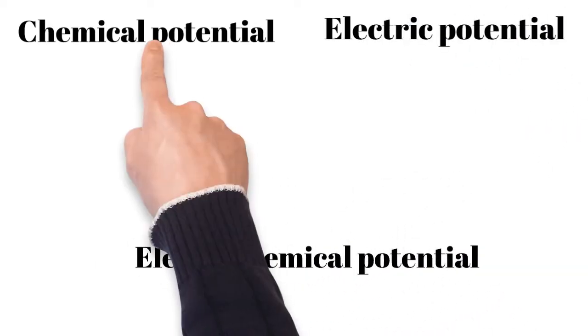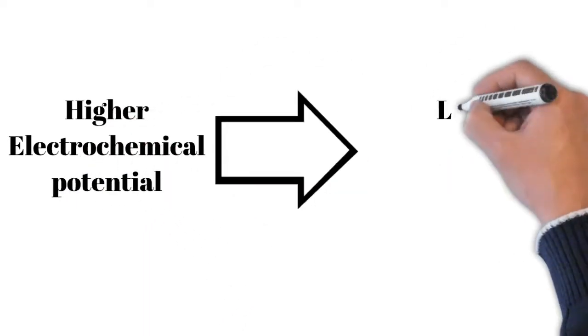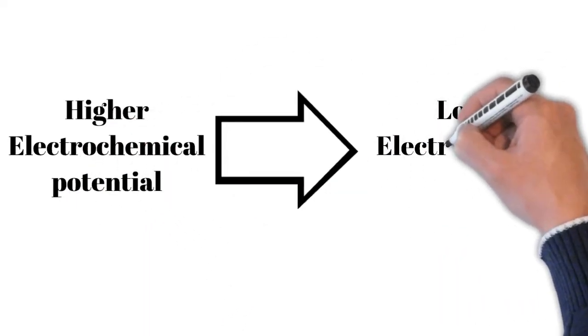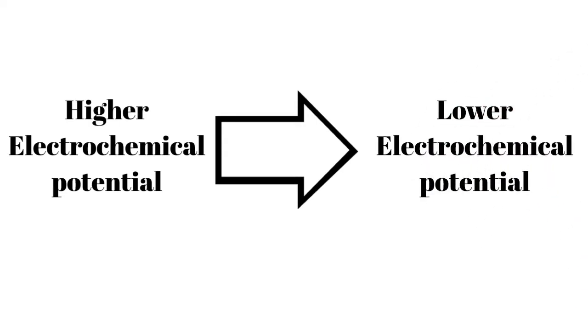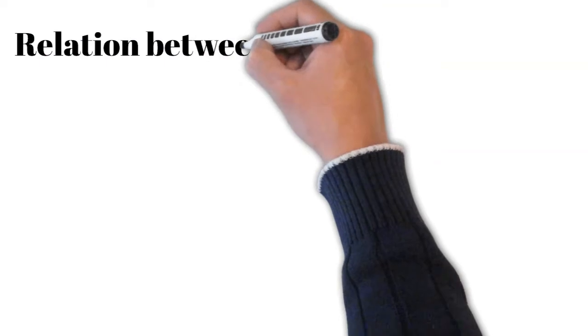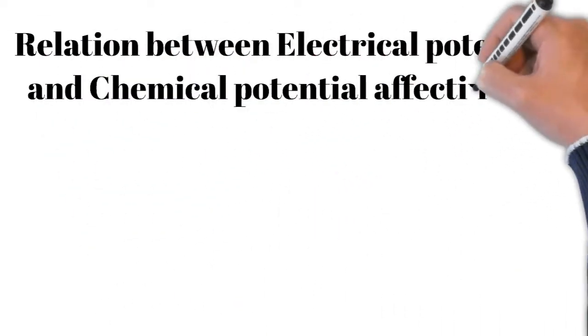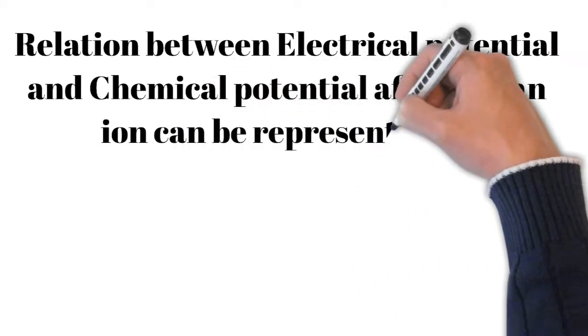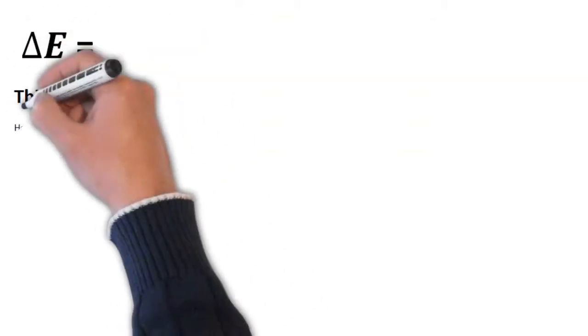Together, it is known as electrochemical potential acting on the ion. And the net flow of a particular ion will be from where its electrochemical potential is higher to where its electrochemical potential is lower. In mathematical terms, using an experimental setup, we can calculate the relationship between electrical potential and the chemical potential affecting a particular ion. This is given by the following equation.